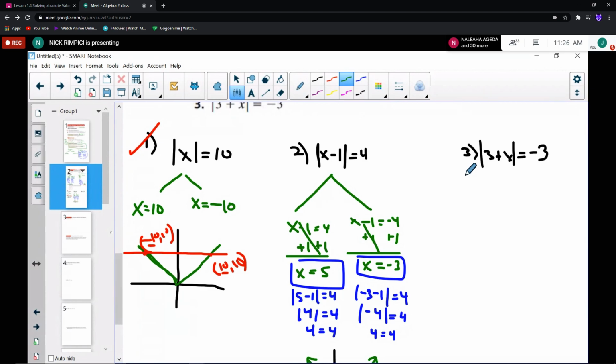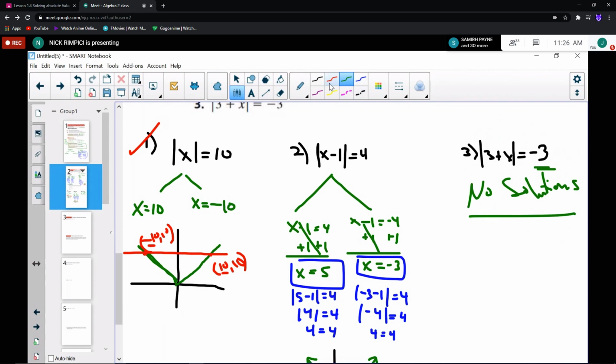Nothing. Why am I doing nothing? Because negative 3. There's no way to get this one. There are no solutions to this because you're dealing with a negative on the other side. You can't get a negative coming out of an absolute value. It's got to be 0 or bigger. So doing this example is kind of a waste of your time.